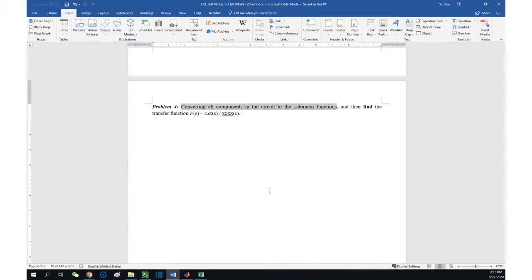RLC: what are the frequency domain impedances in terms of S? You should know. Based on those impedances, you conduct circuit analysis. It's not a complicated circuit analysis, but you still need to conduct it so that you can find the transfer function. And here, I'm defining the output and the input again, so you need to find the corresponding two variables.